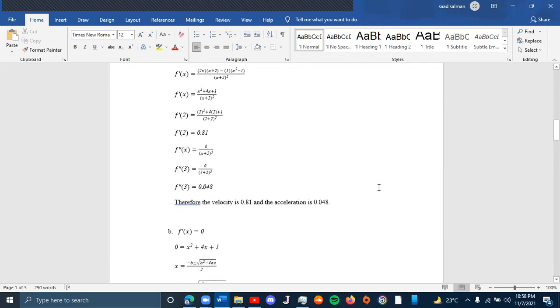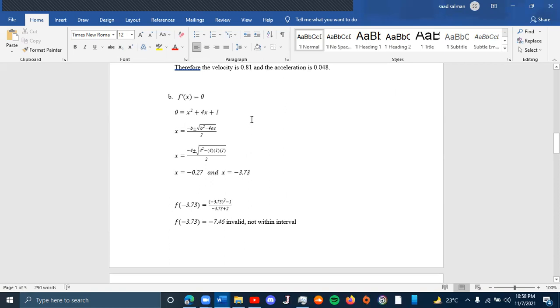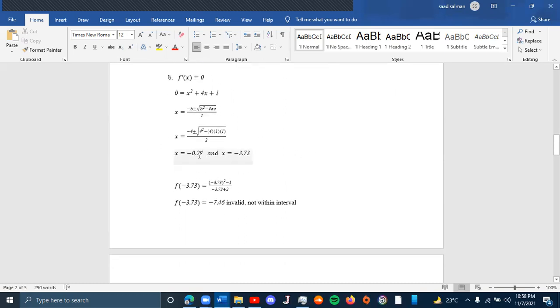Find the extreme values. So the extreme values can be found using f prime x equal to 0. So 0 is equal to x squared plus 4x plus 1. So we'll use the basic quadratic formula, which will give us x is equal to (minus 4 plus or minus the square root of (4 squared minus 4 multiplied by 1 multiplied by 1)) divided by 2, which will give us two values: x is equal to minus 0.27 and x is equal to minus 3.73.